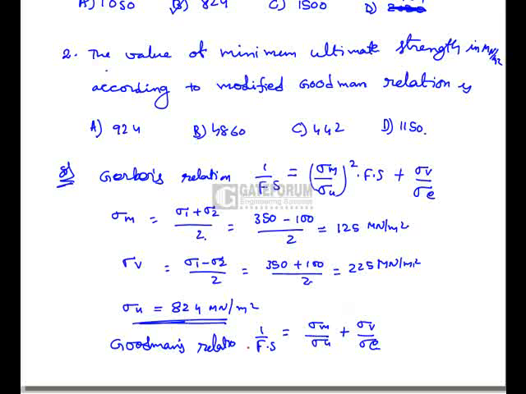So from this relation we can get the sigma u value, that is equal to 1150 meganewton per meter square. So the right option is D. D is the right option for the second question.